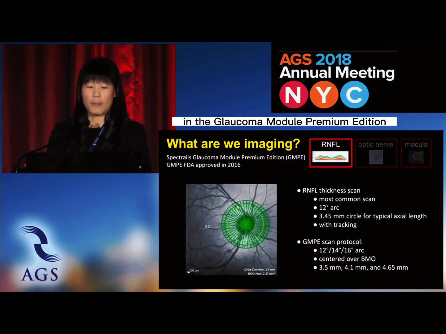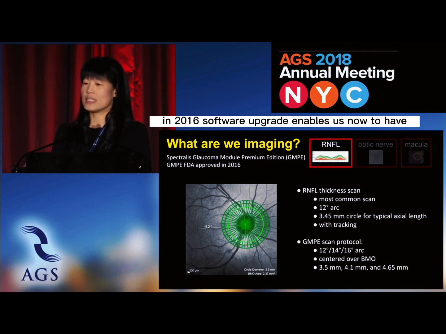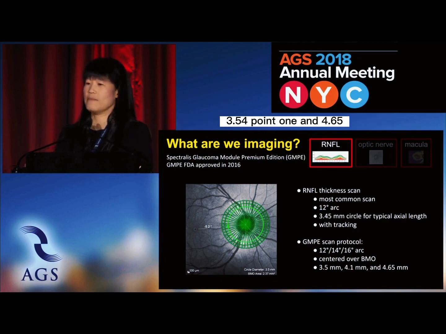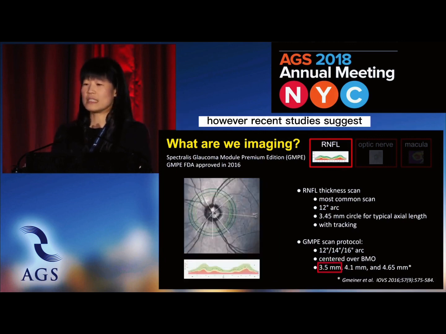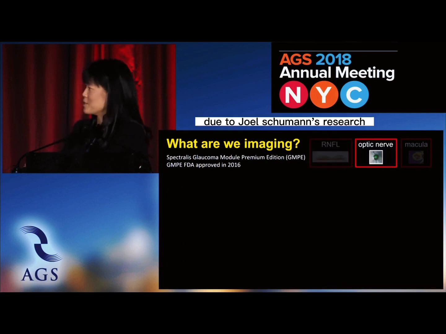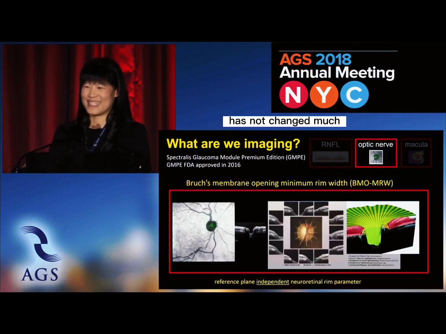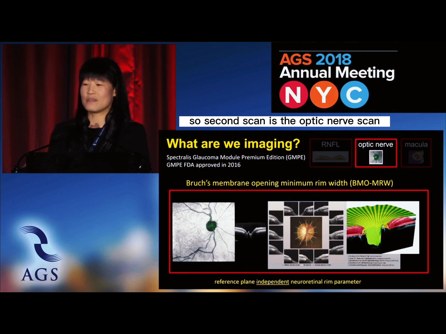In the Glaucoma Module Premium Edition in 2016, a software upgrade enables us now to have 3 diameters for nerve fiber layer thickness: 3.5, 4.1, and 4.65. However, recent studies suggest that 3.5 may still be the best size, due to Joel Schuman's research, so it has not changed much. So the second scan is the optic nerve scan.